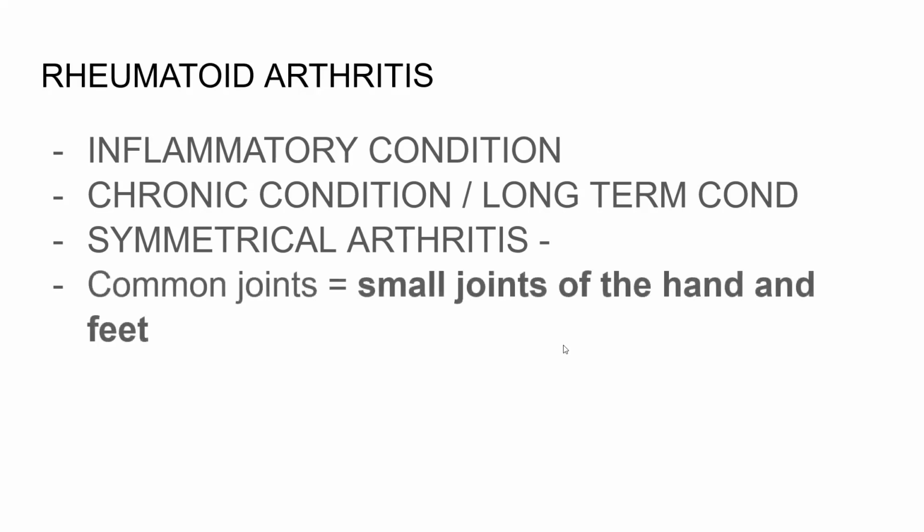All right, a very important, high yield point that you have to remember is that in rheumatoid arthritis, the common joints that are affected are the small joints versus the big joints. So it mainly affects the small joints of the hand and feet. So the patients usually complain of pain in the hand or in the feet. So the small joints, this is a very high yield point that you have to remember for the medical exams.